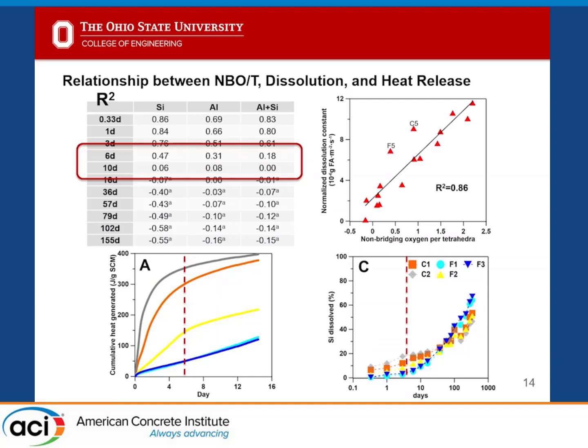So what this is telling us is that our very early age heat release is associated with the number of network disturbers, but the long-term heat release is not. And we can see this reflected in some of our data as well.